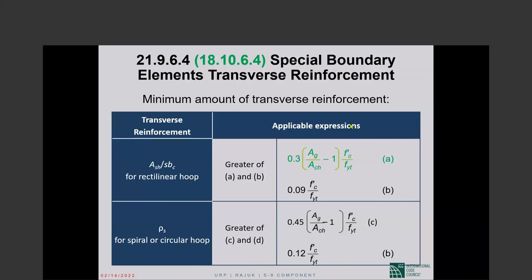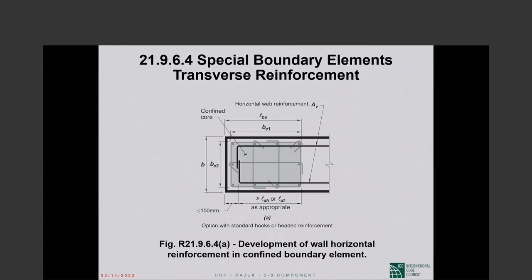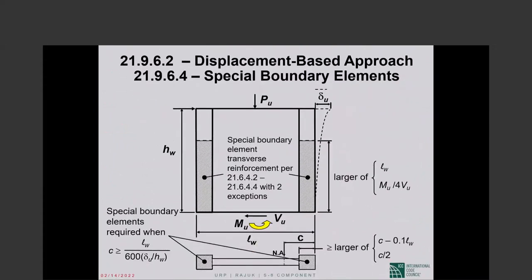Now, this exemption has been rescinded in 318.14. So 318.14 onwards, even for special shear wall boundary elements, the minimum cross-sectional area of transverse reinforcement shall be the larger of the values given by the two different formulas. The quantities A sub G, A sub CH in that formula, what they are is explained in this commentary paragraph and in this figure. Okay, I don't have any reason to go beyond that.